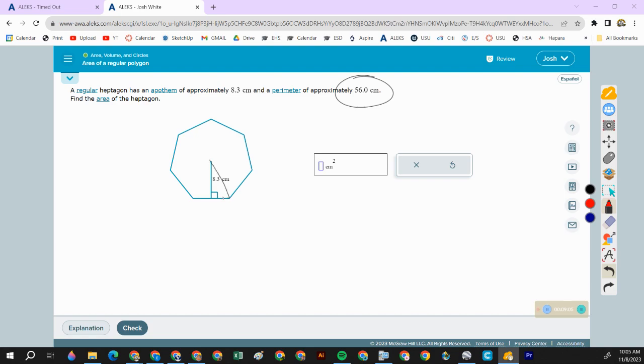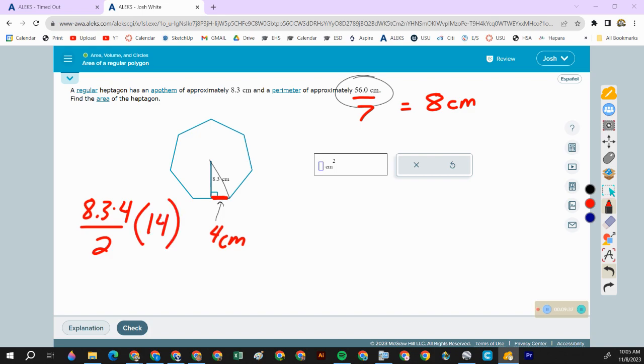So I will draw this triangle here. That length on the triangle is half as big as one of the sides. So if I take 56 and divide it by 7, that gives me each side is 8 centimeters, which means that this side is 4 centimeters. So the area of that wedge is 8.3 times 4 divided by 2. And there are 2 triangles per side and 7 sides. So we times that by 14.